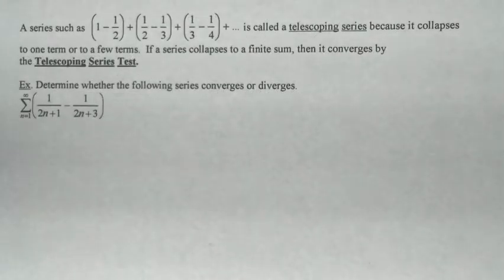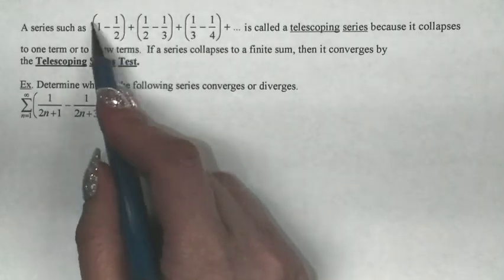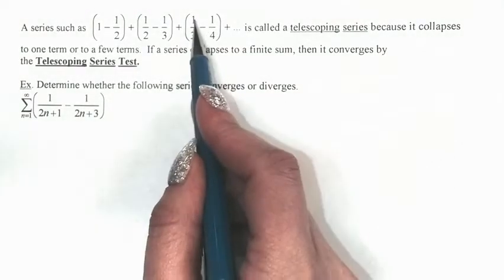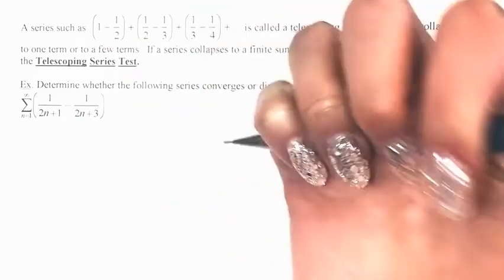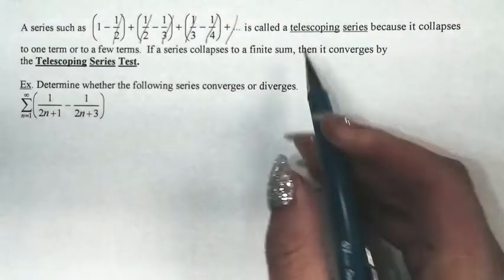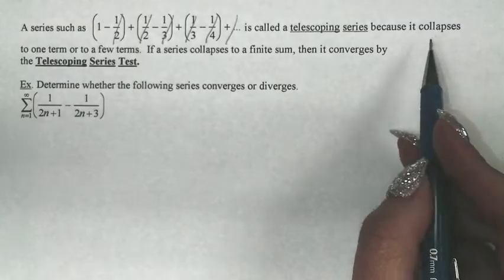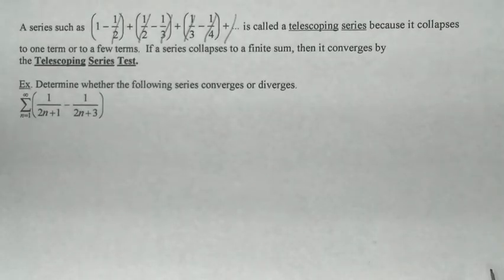The next test is the telescoping series test. A series such as this one: you have 1 minus 1/2 is the first term, then 1/2 minus 1/3 is the second term, and the third term is 1/3 minus 1/4. So what you can see here is that I can start canceling terms, and this will cancel with something here. This is called a telescoping series because it collapses to one term or most likely a few terms. If a series collapses to a finite sum, then we say that it converges by the telescoping series test.